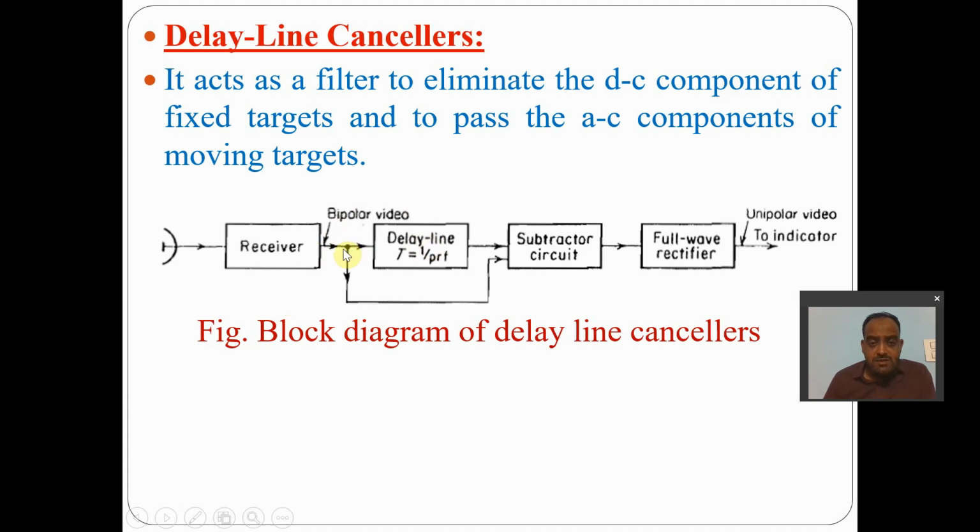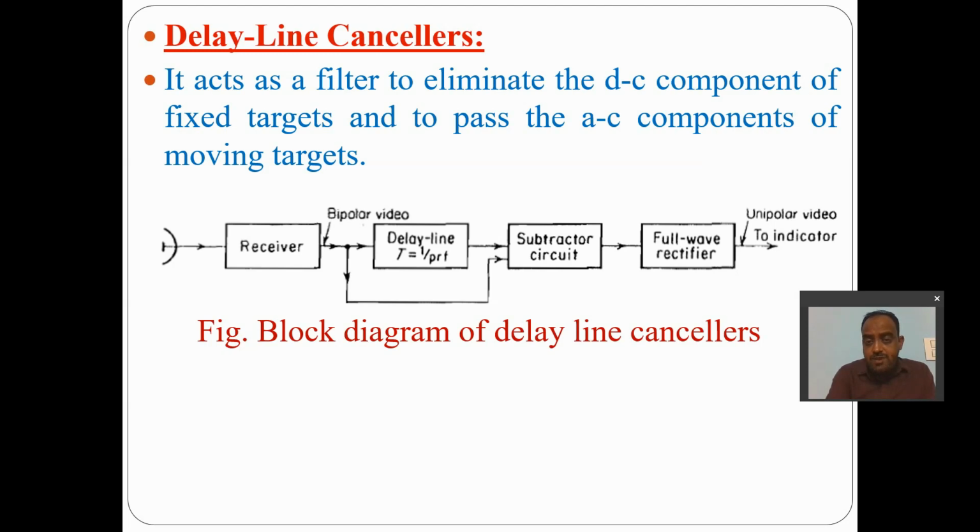One signal S1 will be passed through a delay line canceller. How much delay? The delay will be of one complete scan. After this complete scan, another signal will be coming. So after the delay, one signal is getting delayed by Tp and given to the subtractor. Another signal is directly given.